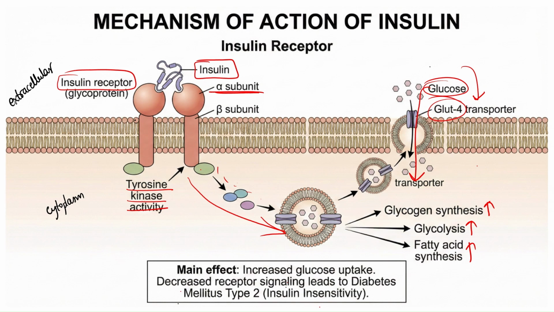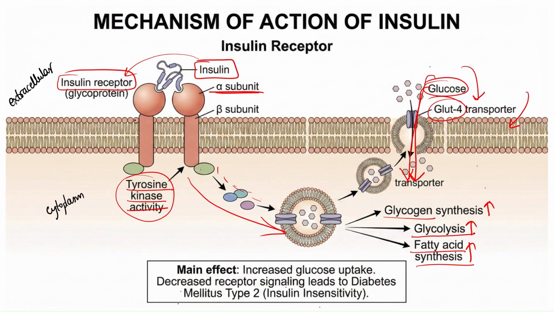So insulin is binding to the insulin receptor, tyrosine kinase activity is activated, and a series of protein cascade reactions will happen that will cause the GLUT4 transporters to be translocated to the membrane. These GLUT4 transporters will help the glucose to enter into the cell, where the glucose is converted into glycogen. Glucose is broken down, and fatty acid synthesis also happens.